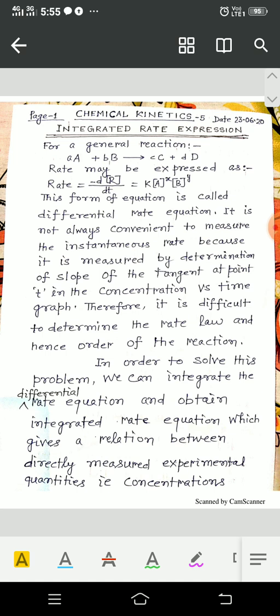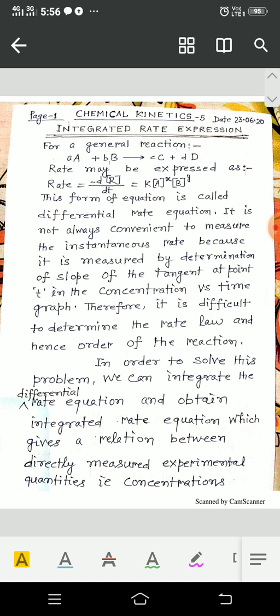Today I will teach you the topic integrated rate expression. In the previous class, you learnt about the rate law expression and instantaneous rate.